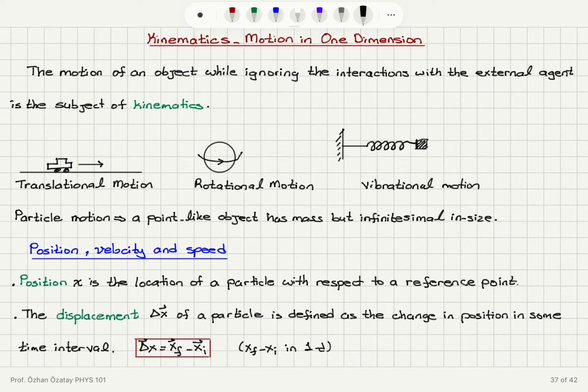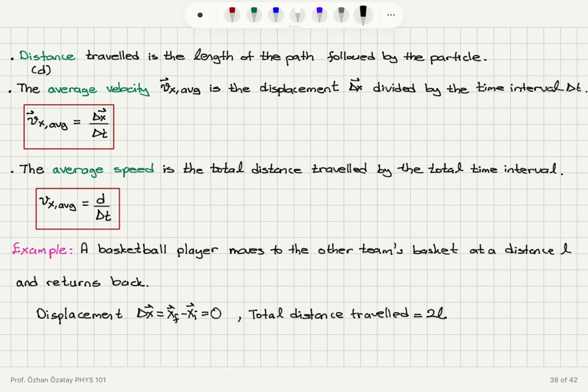But nevertheless, since in general we have to use these vector signs in order to show these quantities, and they are by nature vector quantities because they have a direction, I'm going to define this position and displacement as vectors to start with, even for one-dimensional motion. The distance traveled is the length of the path followed by the particle. So the particle travels a certain distance when traversing a path, and that distance is called the distance, and we show it with d. It's a scalar quantity, it's not a vector quantity.